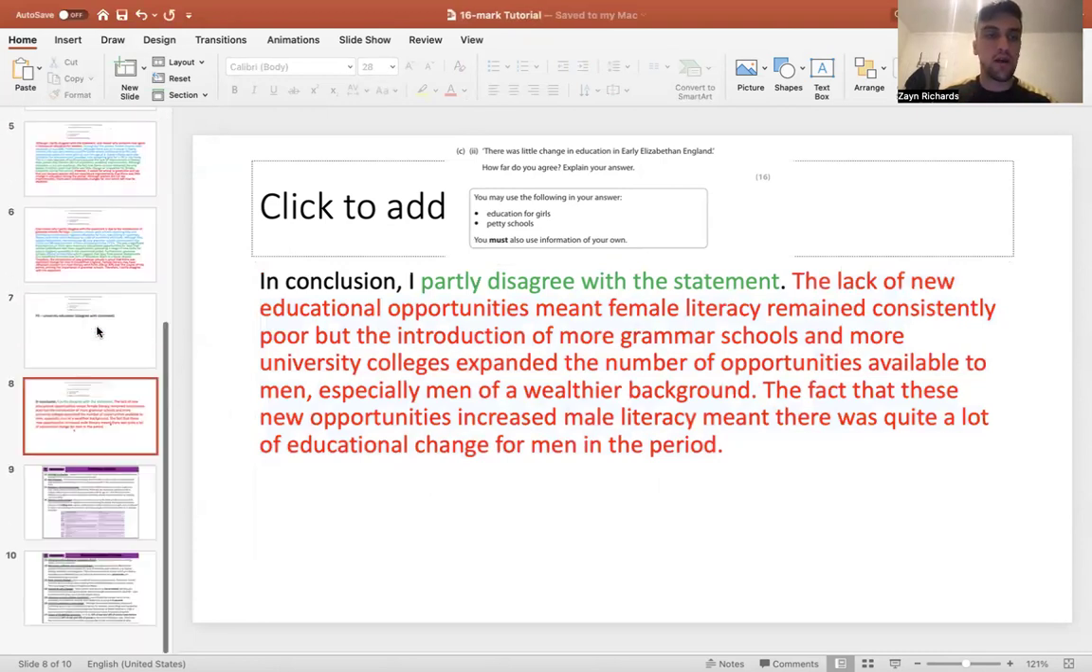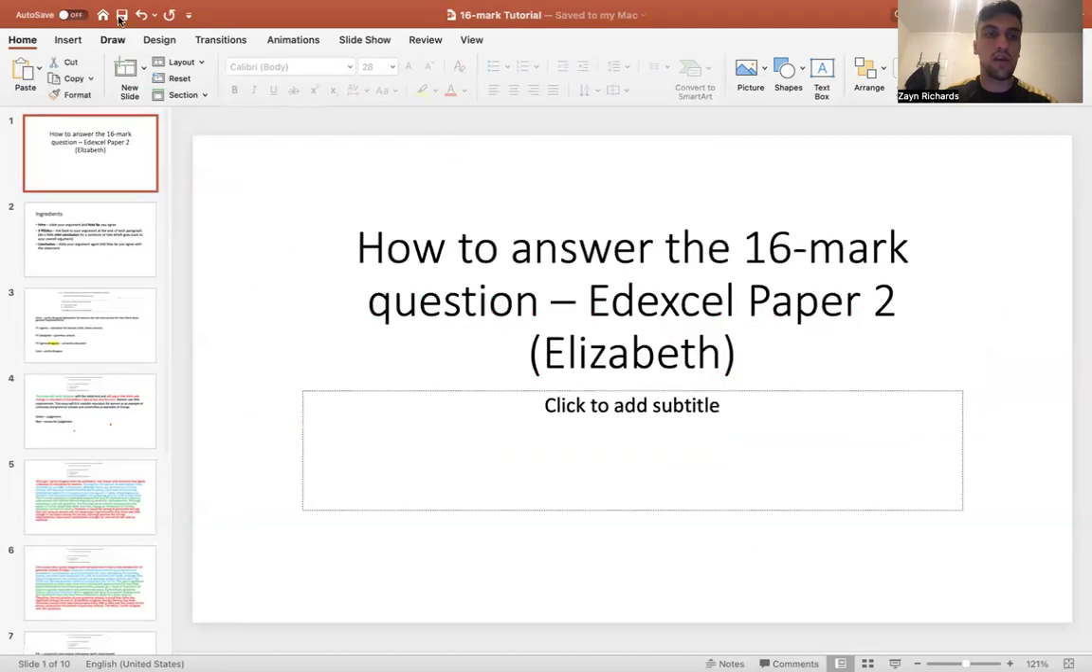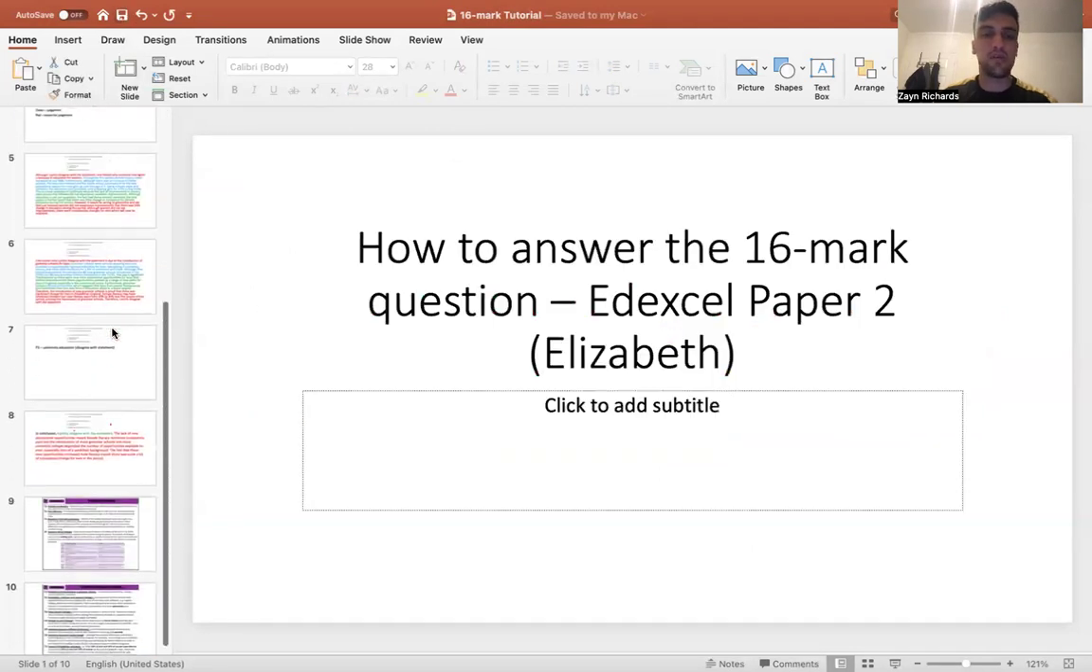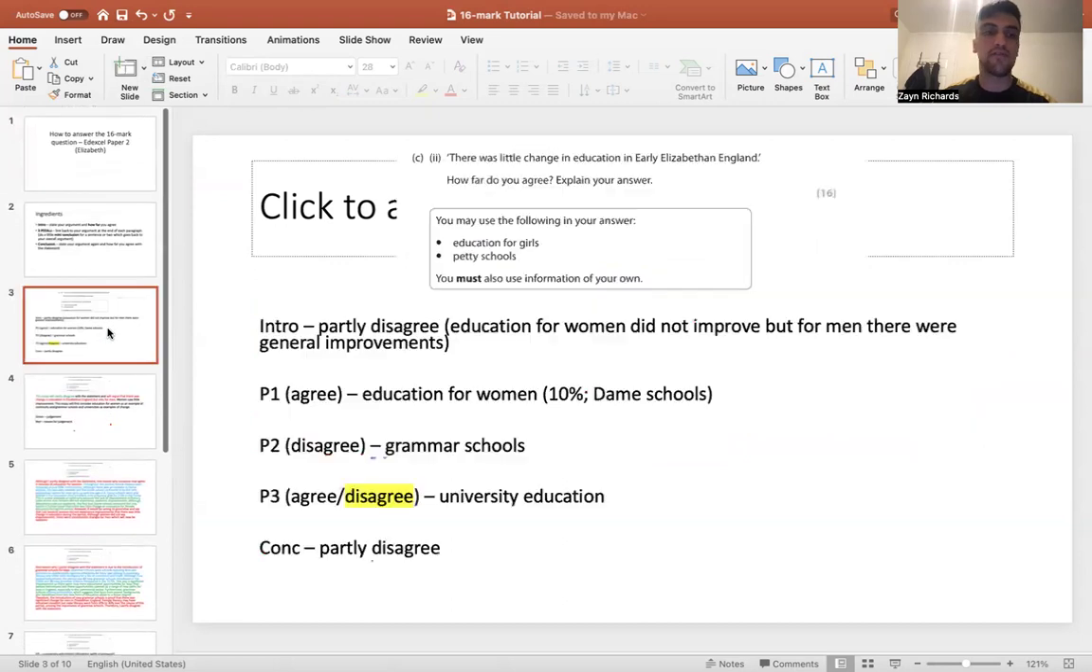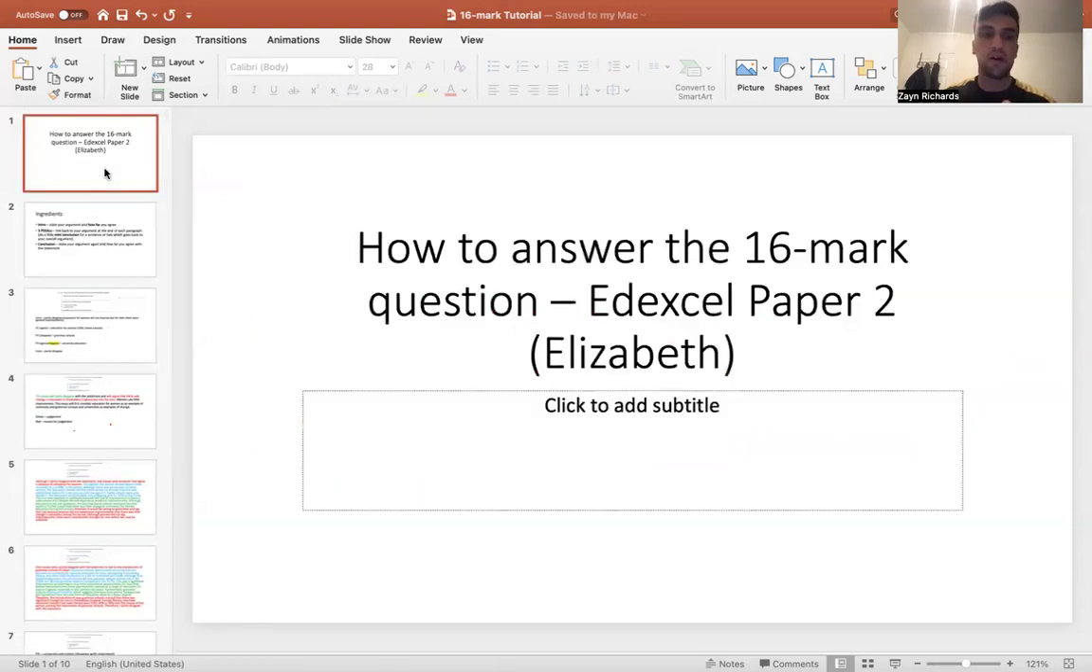So I hope that was helpful. That's the hardest question on Paper 2, I would say, the 16 marker. We recommend that you do that first. So in terms of ordering, do the 16 marker first, then do the 12 marker, then do the Cold War, and then come back and do the Elizabethan 4 marker.